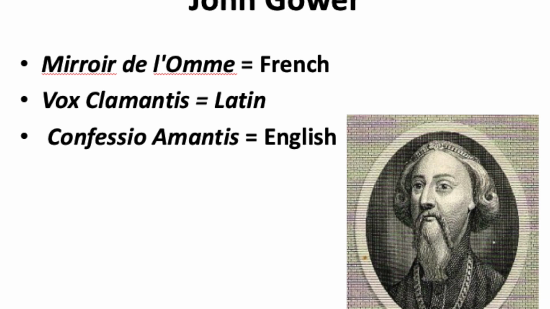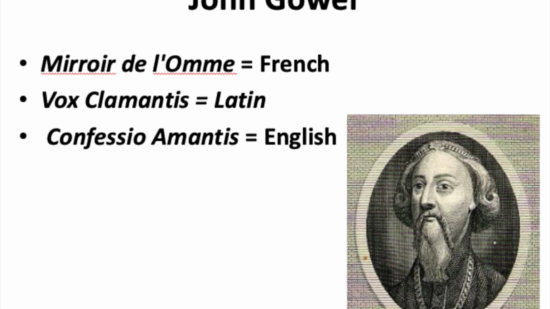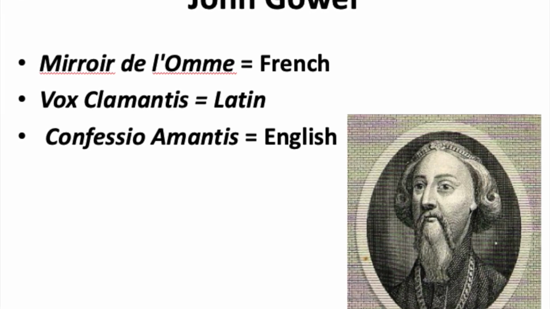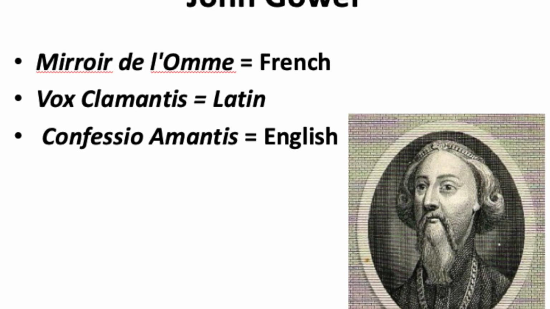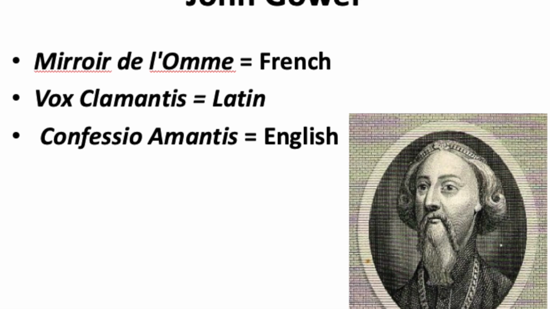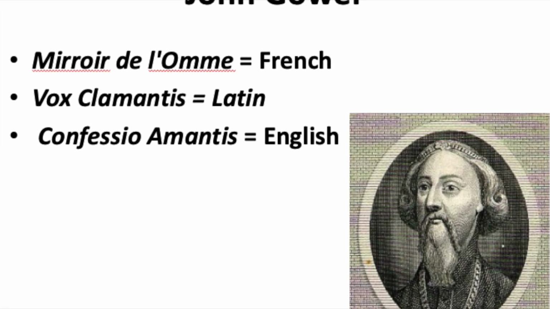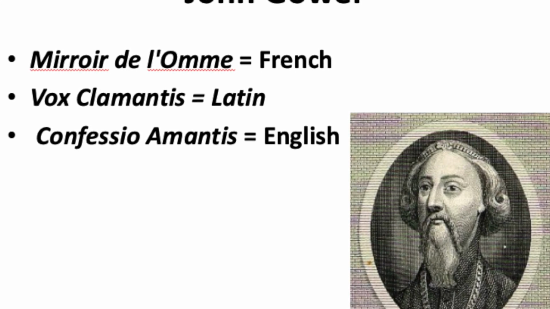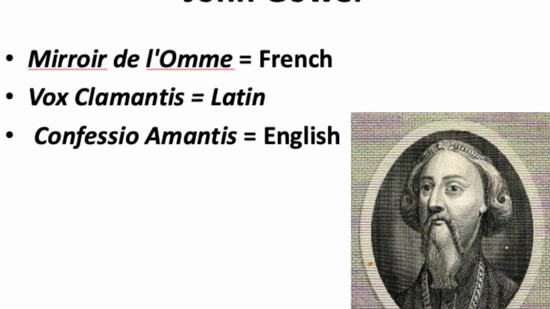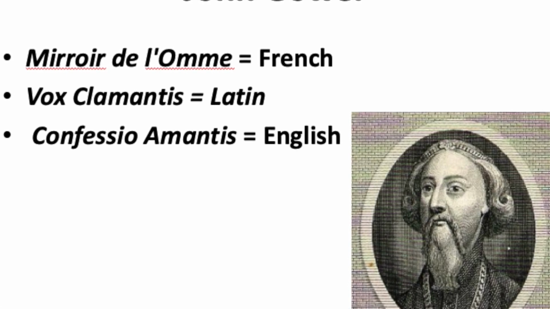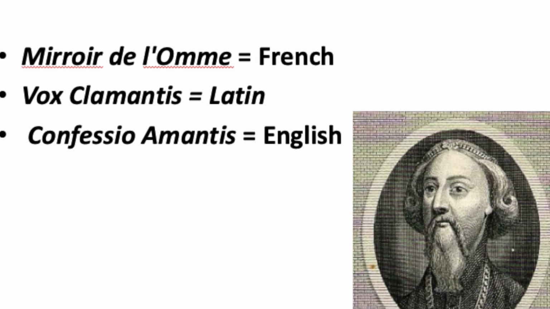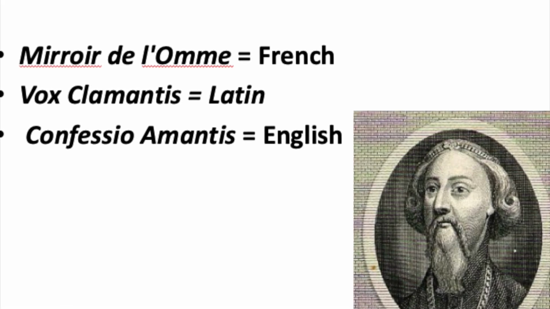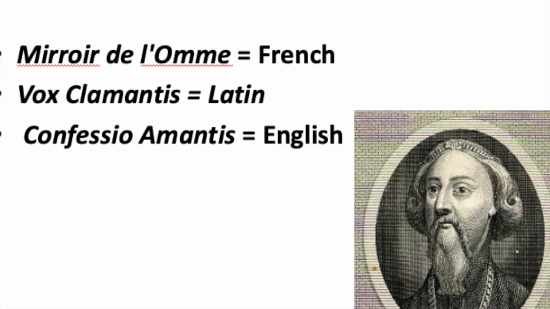Gower was a friend of Chaucer's. He was a lawyer, and he also was a poet with significant literary aspirations. Gower wrote 3 major works. Each of them he wrote in a different language. All of those languages parallel the 3 main languages circulating in England at the time. He wrote one work in English, but another work in French, and another work in Latin.